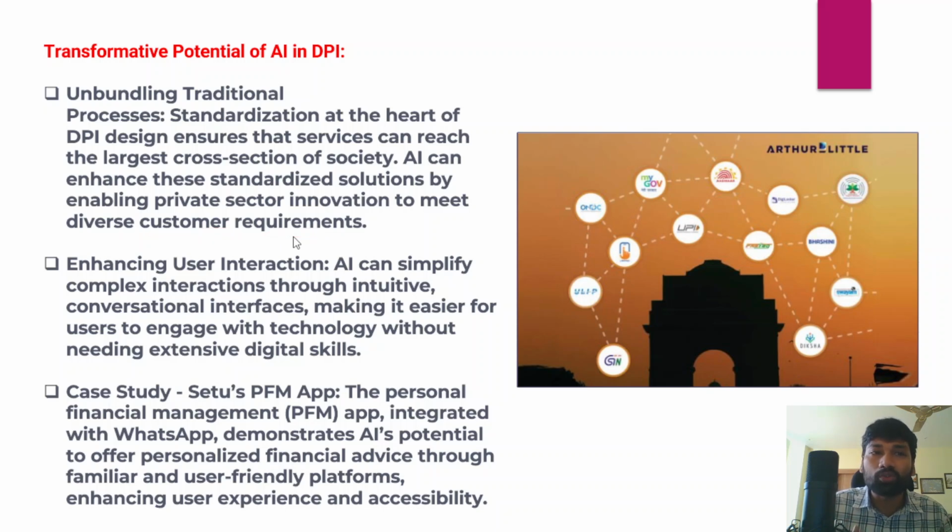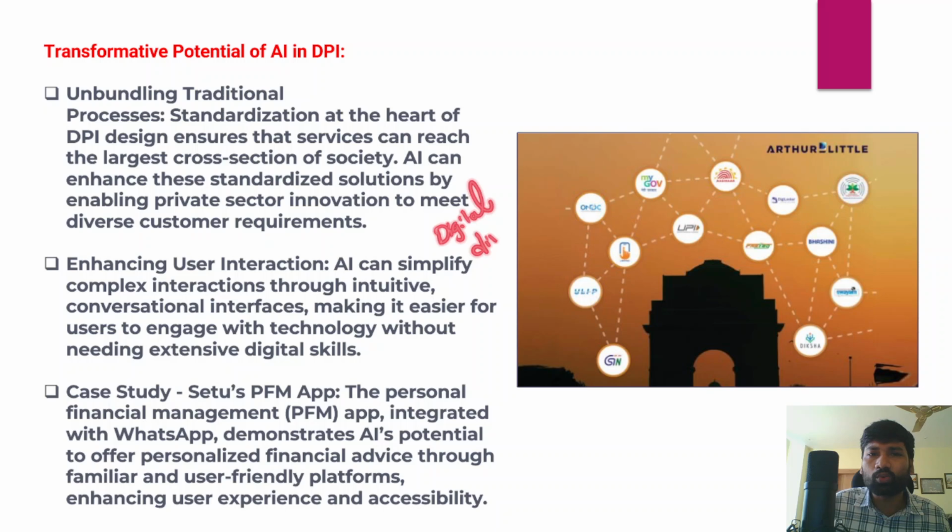Apart from that, we can also significantly enhance user interactions. When we talk about user interaction with artificial intelligence and digital public infrastructure, it is very, very important, right? Therefore, artificial intelligence can significantly simplify complex interactions. See, when the interactions between individuals and the digital public infrastructure become more and more complex, its potential to provide benefits to normal people would be much lesser. So artificial intelligence can significantly simplify these complex interactions. How can it simplify these interactions? Through intuitive and conversational interfaces. Through these intuitive and conversational interfaces, it would be easier for users to engage with technology without needing extensive digital skills. So even, for example, in rural areas, the digital divide is a problem.